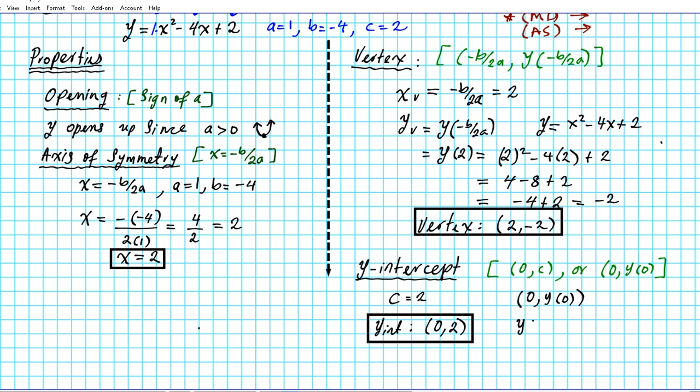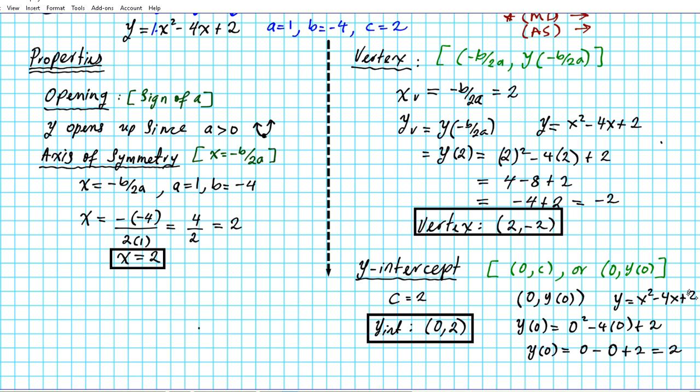Y of 0 is what you get when you plug in 0 into the quadratic function. The quadratic function again is y equals x squared minus 4x plus 2. When you plug in 0, you have 0 squared minus 4 times 0 plus 2, and the y-coordinate of your y-intercept, using order of operations, is 0 minus 0 plus 2, because 4 times 0 is 0, and then our answer is going to be 2.